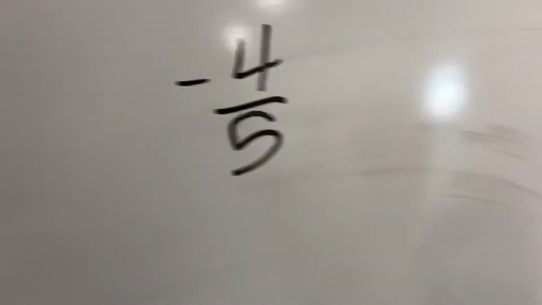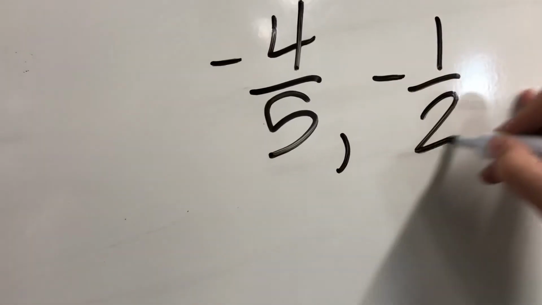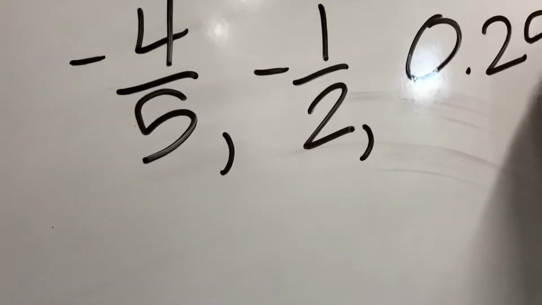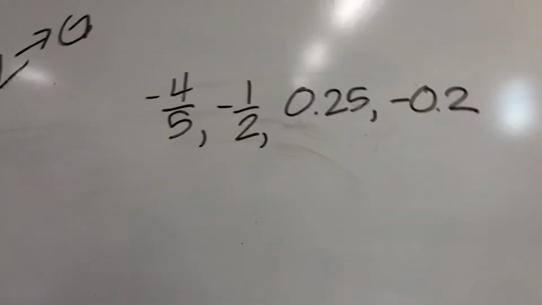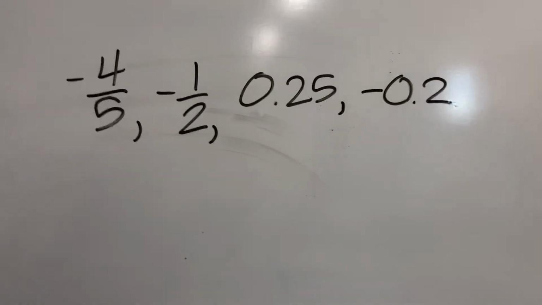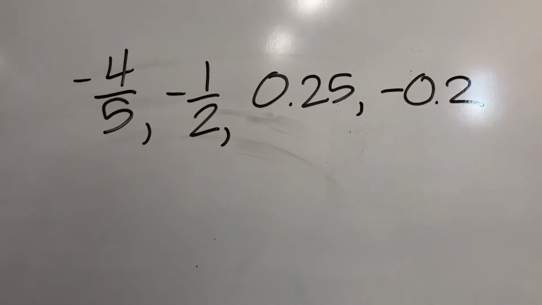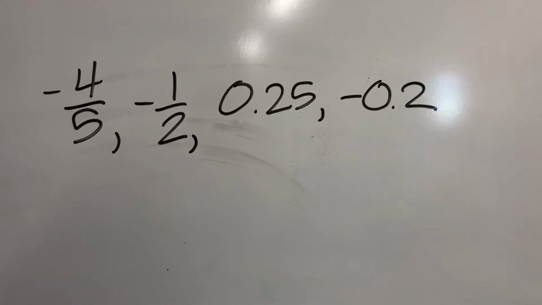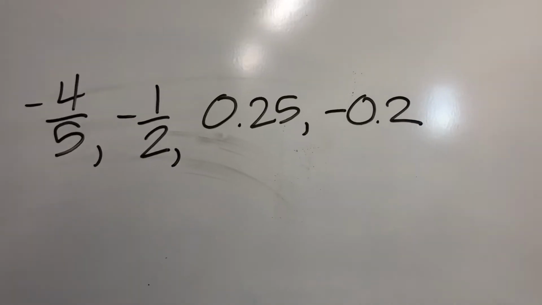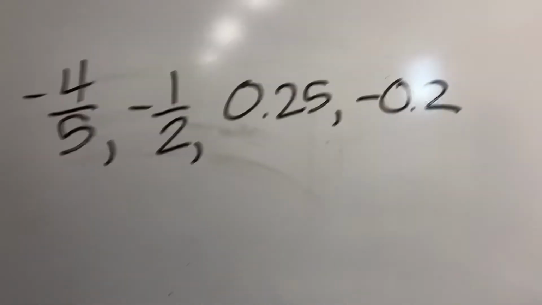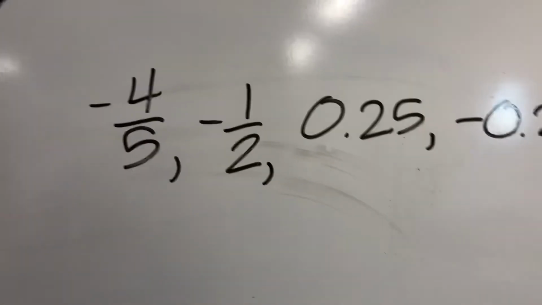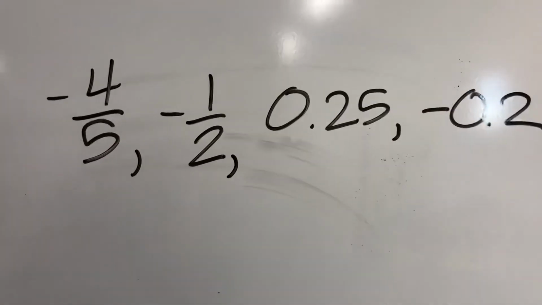On to our next step. Now we're going to be throwing in some other rational numbers. So here I have -4/5, -1/2, 0.25, and -0.2. Now, this is where I was telling you that you do need to have that same form. So here we have fractions and decimals. What I'm going to do on this one is change these all into fractions. So I'm going to keep these fractions the same, our 4/5, our 1/2, and then I'm going to change these ones into our fractions.